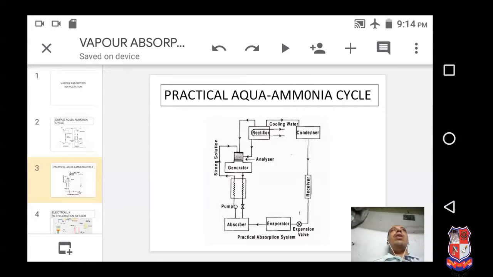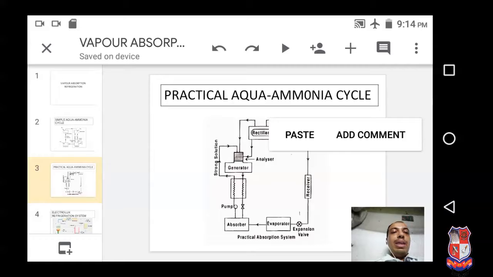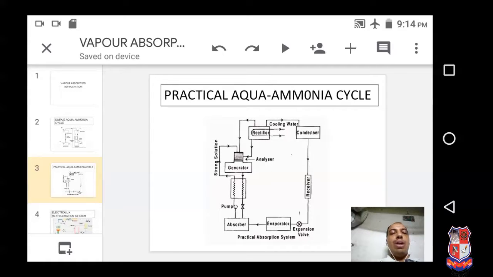That's why we have to take care of that. We cannot pass a single particle of water vapor into the condenser. If it does not pass through the condenser, it will not pass through the whole cycle, so we have to make sure of it. So here first of all we are discussing the strong solution or rich mixture, which passes first through the analyzer. Analyzer is one type of perforated tray type of device.